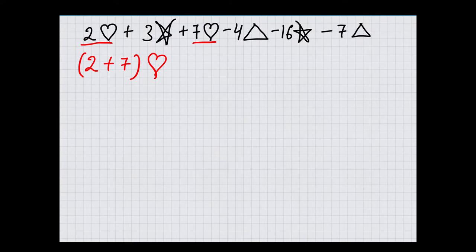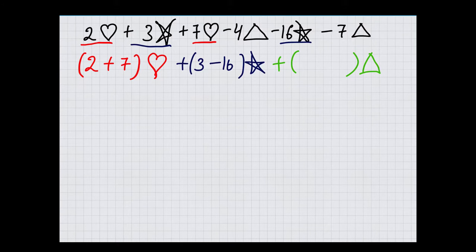To write out the whole expression, we want to put a plus in between our calculations as a placeholder, because multiplying by a positive preserves the value. Positive times positive is positive, positive times negative is still negative. So the next term was stars. We have 3 and negative 16 of stars. And the next item we have is triangles. So negative 4, negative 7.